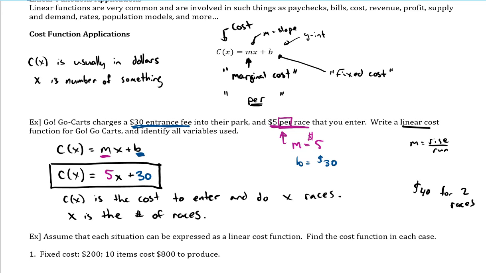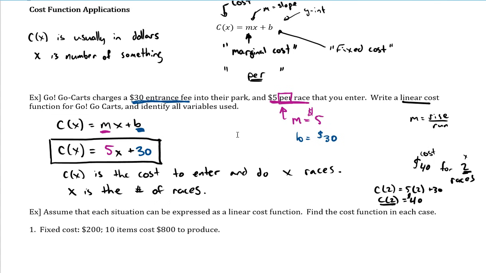And then, well, let's verify it with our actual cost function. So the number of races is 2, so that's our X. And then this is how much it should cost. So we could do C of 2 is 5 times 2 plus 30. And then, yeah, that's C of 2 is $40. So this abbreviation is saying the cost for 2 races is $40.